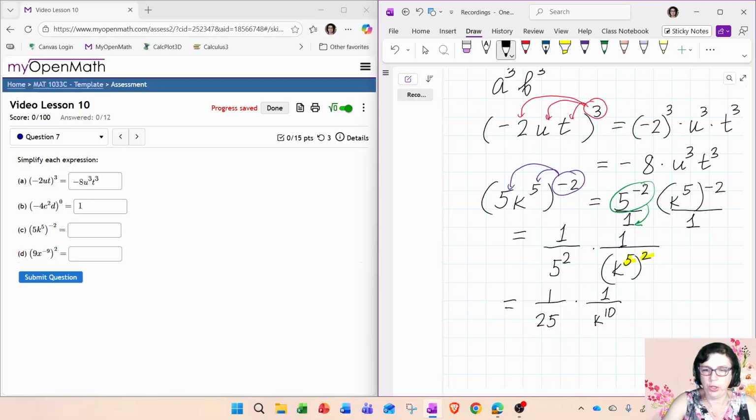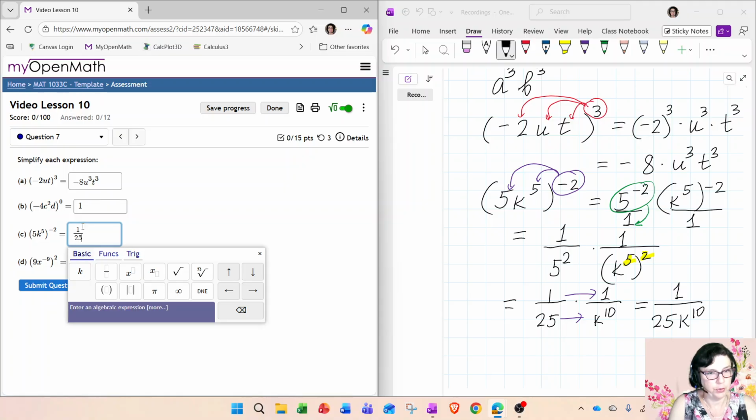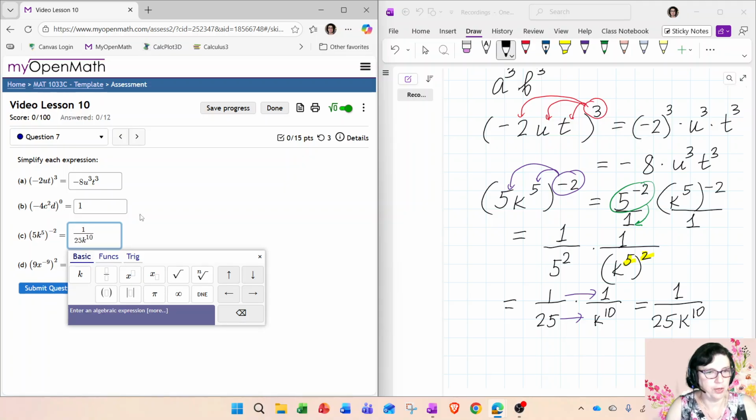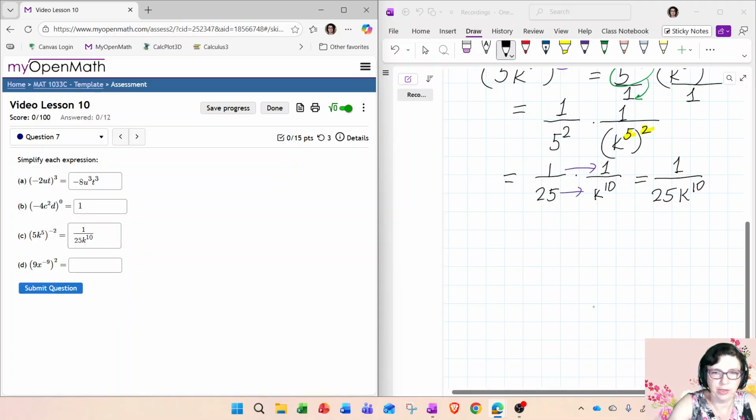Okay? Now, when you are multiplying two fractions, you are multiplying straight across. Multiply the tops, multiply the bottoms. We've got 1 divided by 25 k to the power 10. Okay, this was hard. Now let's look at one more, and hopefully that one is not going to be so hard.